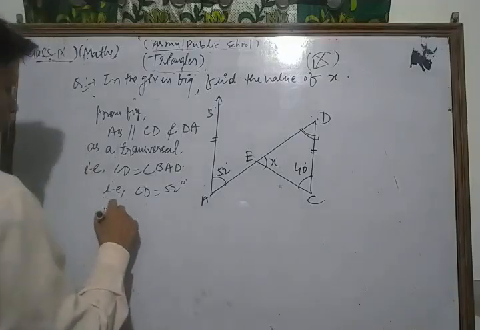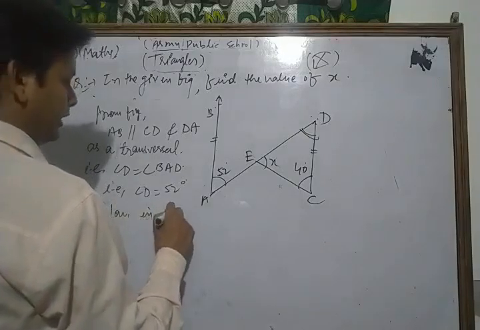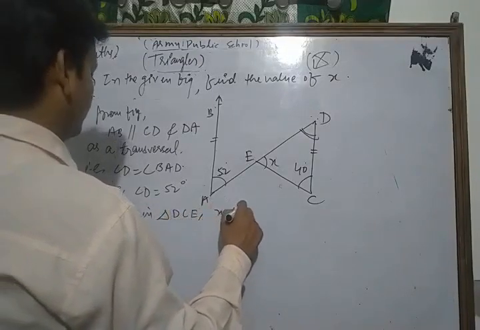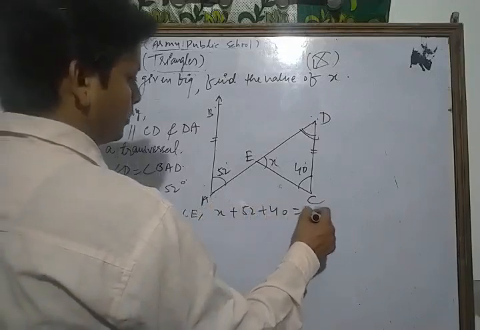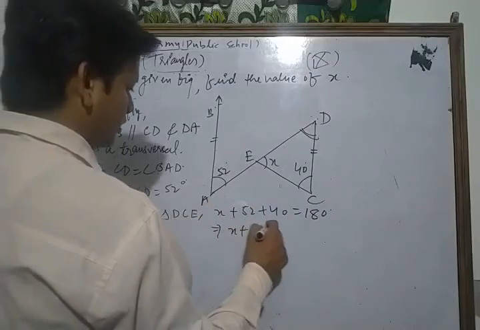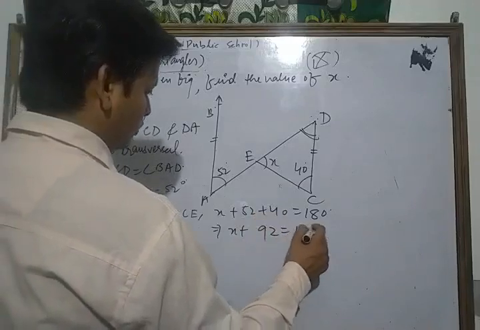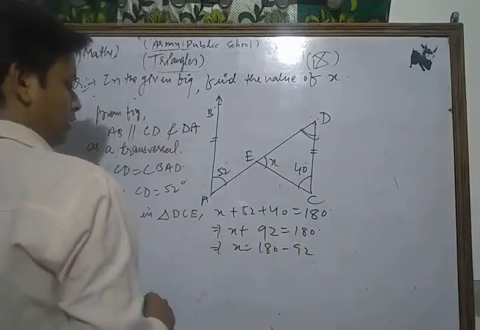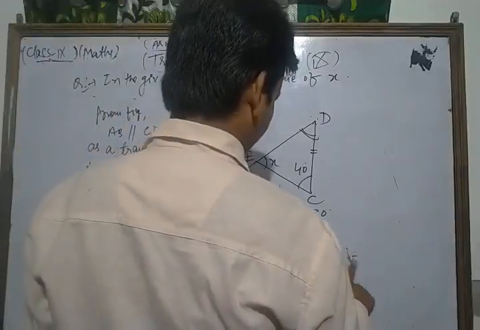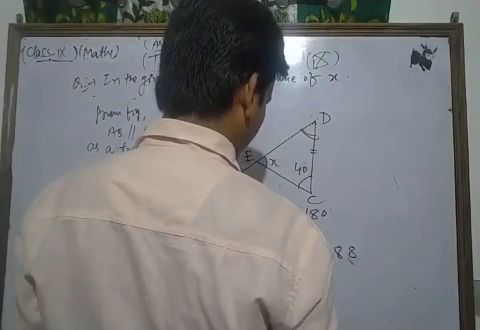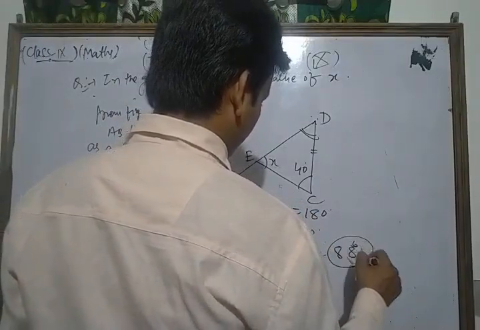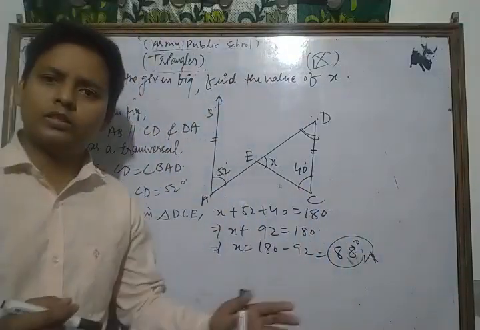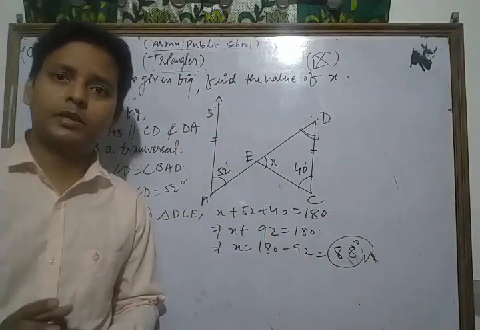Now in triangle DCE, x plus 52 plus 40, we apply the angle sum property, so we get x plus 92 is equal to 180. So x is equal to 180 minus 92, that is 88 degree. So in this way, the value of x for that figure is 88. So in this way you can solve each and every question of your NCERT exercise based on that topic.